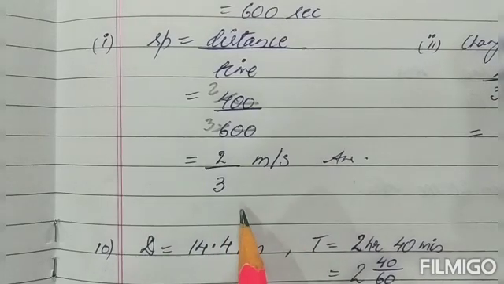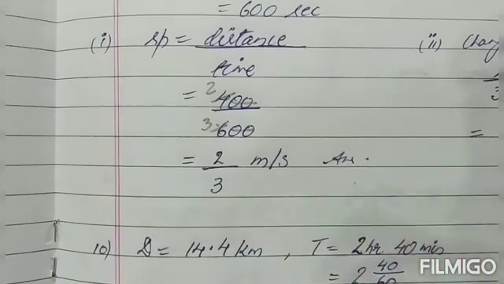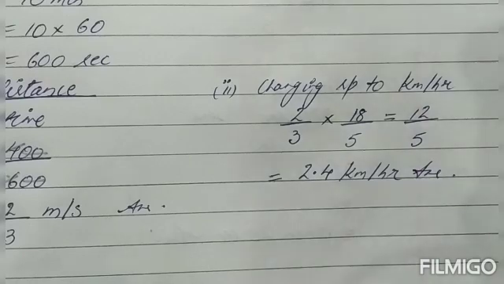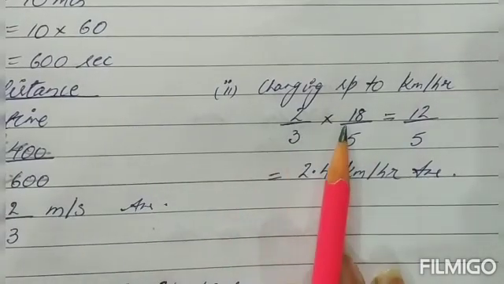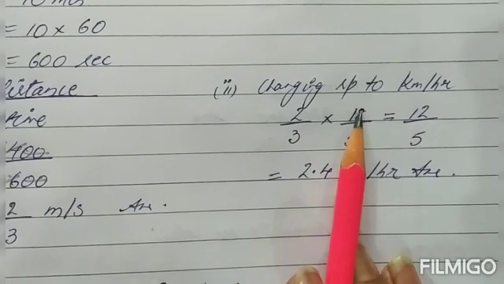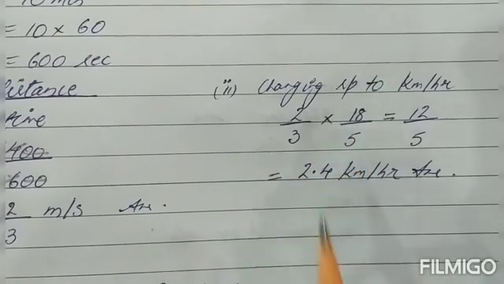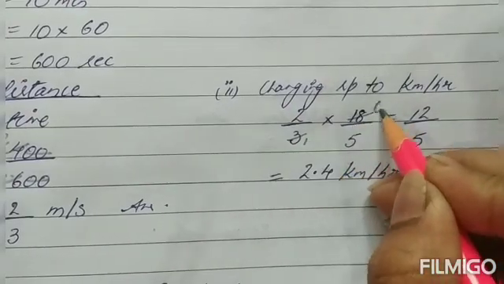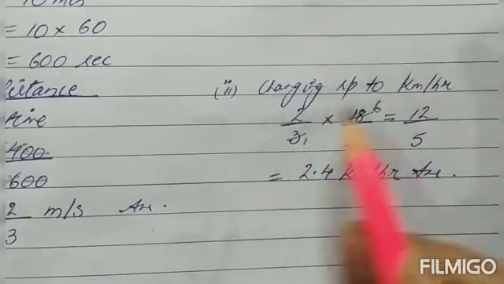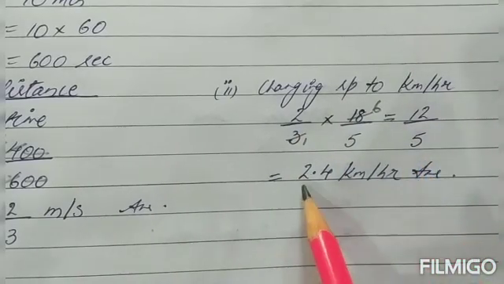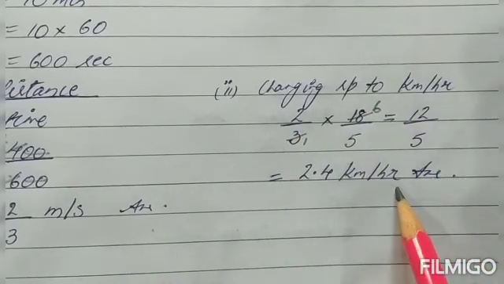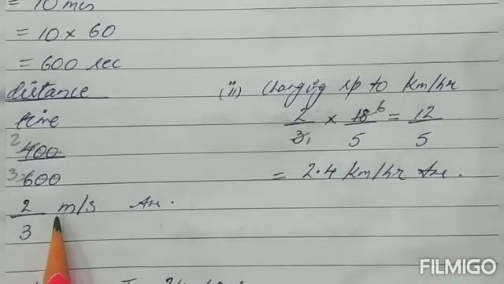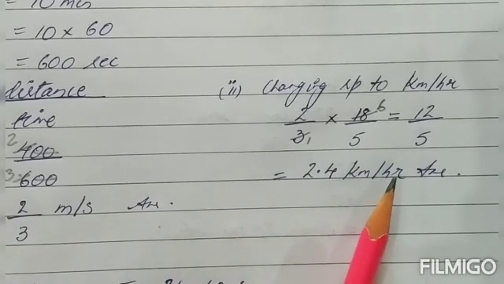Then I also have to change the speed into kilometers per hour, because the question asked in both the units. Now simply 2 upon 3 changing into kilometers per hour, we have to multiply it by 18 upon 5. Now this 3 and 18 can be reduced. 3 1s are 3 and 3 6s are 18. Now nothing more can be reduced. So 6 2s are 12 upon 5, which can be written as 2.4 kilometers per hour. So that becomes the answer. We have calculated the speed in both the units, meters per second also, and in kilometers per hour also.